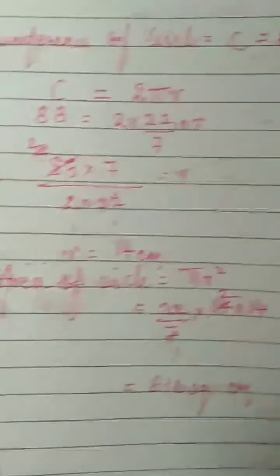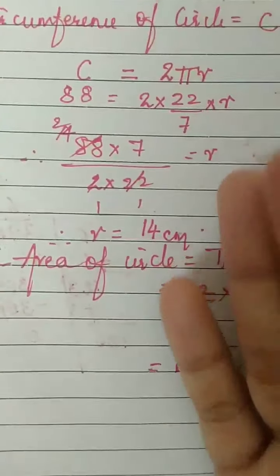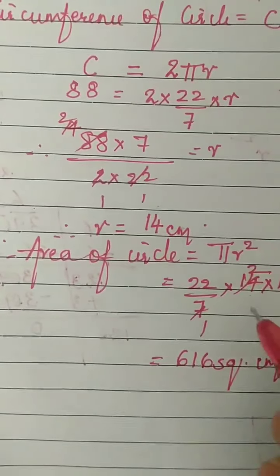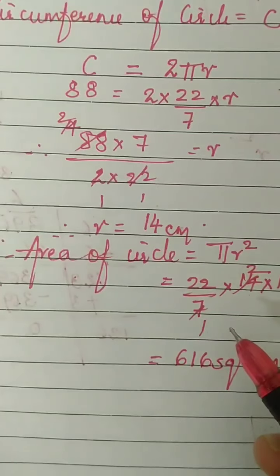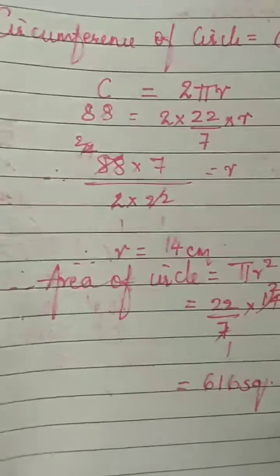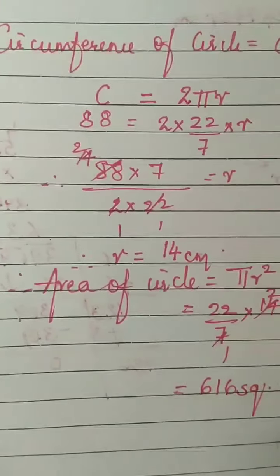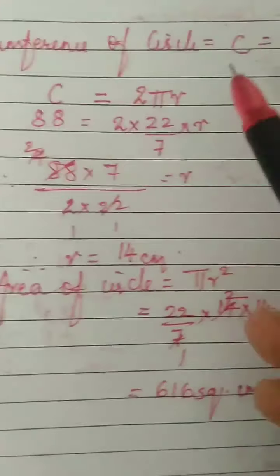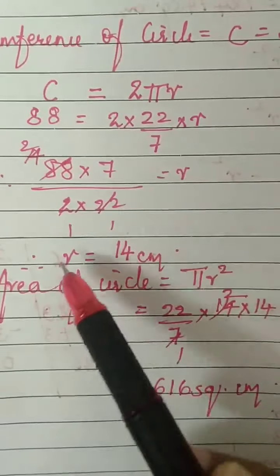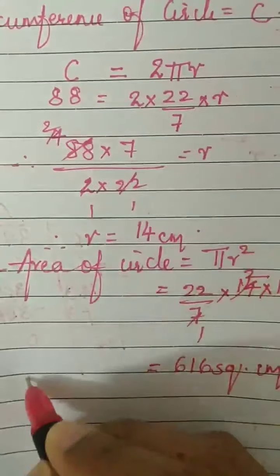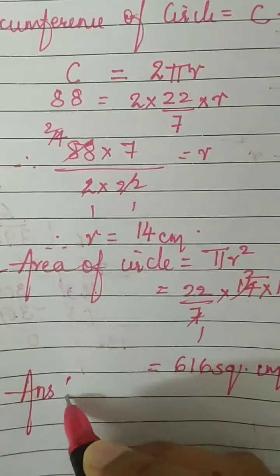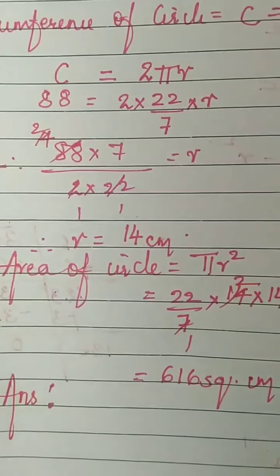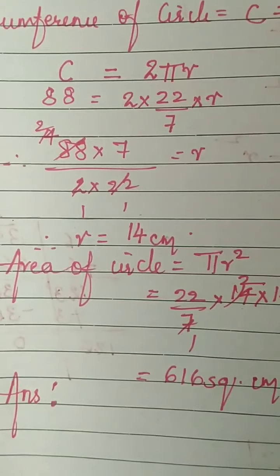Children, very easy. And do you know, this sum has come in your 10th standard board exam for 2 marks. Okay. So it's an important question. Circumference will be given. From circumference you will get radius. From radius you will get area. And write the final answer, neat and clear. Area of circle is 616 square centimeter.